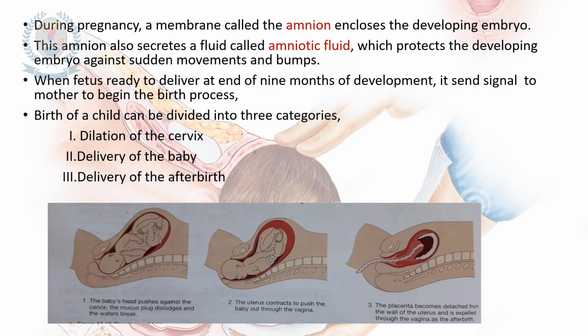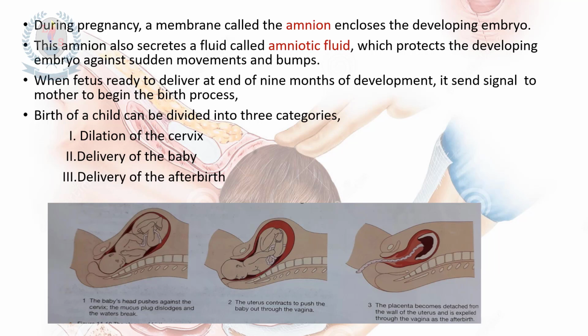Here, as the second one, what happens is that strong contractions of the muscles of the uterus push the baby through the cervix and then through the vagina to the outside world. You can see the baby slowly, gradually coming out through the cervix and vagina.